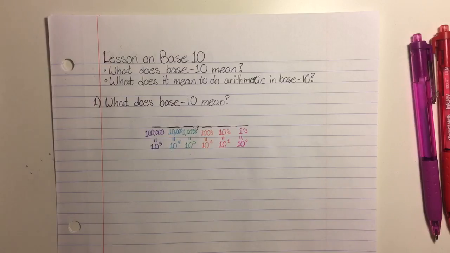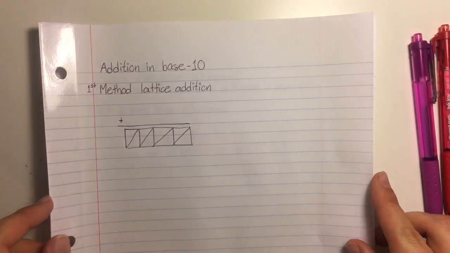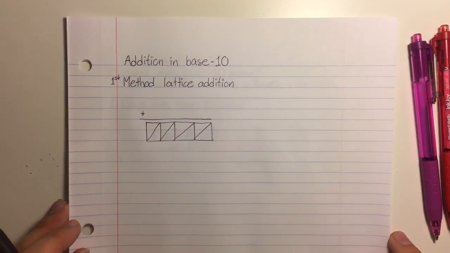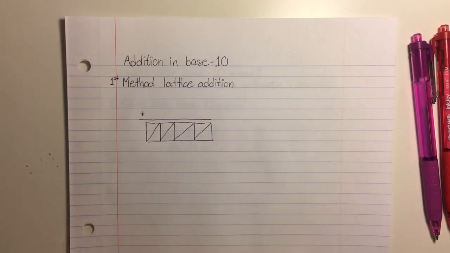So now what does it mean to do arithmetic in base 10? We'll go ahead and start with addition. The first method I'm going to show you is lattice addition. This might be a little new to you. It's something I hadn't seen before. It wasn't the way I learned addition, but it's really an exciting way to do it.